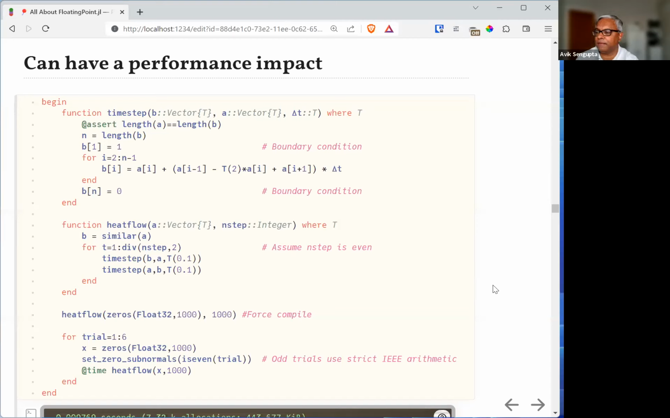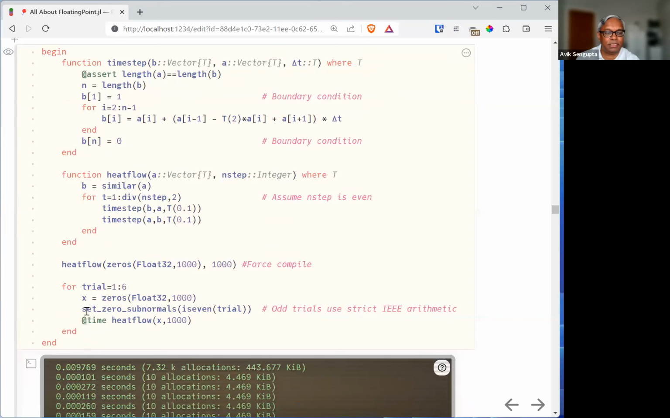This function is a heat flow function, which basically does an exponential reduction, so there is the possibility of underflow. The details of the code are not important. What we do is we run this function once after calling set_zero_subnormals. What that does is that whenever a number is subnormal, the number is taken to be 0, and that speeds things up because the CPU doesn't need to worry about subnormals.